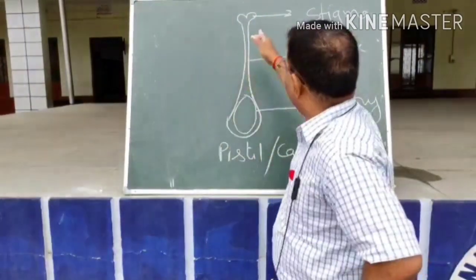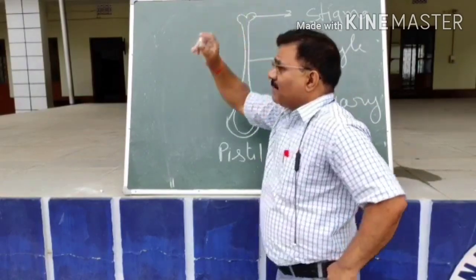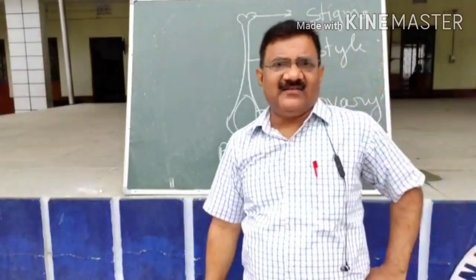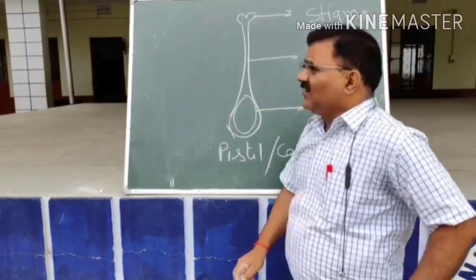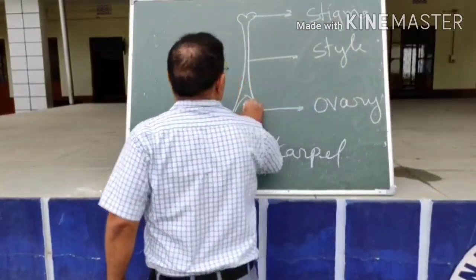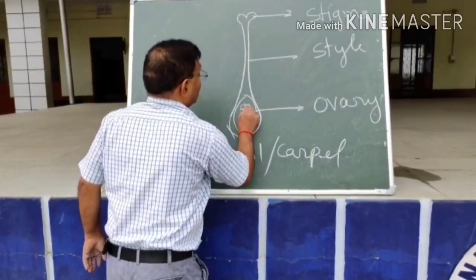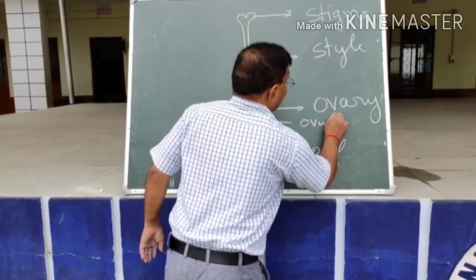Pollen grain lands here. This is the female part of the flower. The upper part of the pistil is the stigma, the middle part is the style, and the lower part is the ovary. Now dear children, what does the ovary contain? What is there in the ovary? In the ovary, ovules are there. Ovules means eggs.